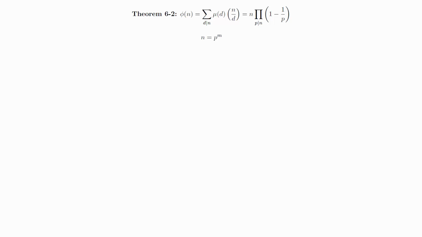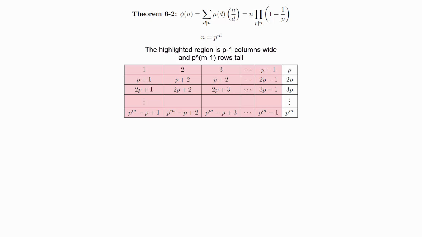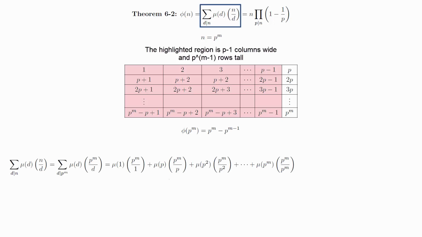Suppose that n has just one prime factor so that n is equal to p to the m. In the previous video, we showed how to use a counting technique to show that phi of p to the m is equal to p to the m minus p to the m minus 1. Now that we have this formula, we're going to evaluate the sum. Notice that when we write out the sum, the only terms that we get are powers of p that are less than or equal to m.